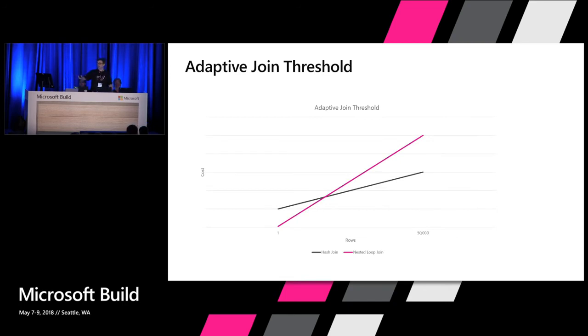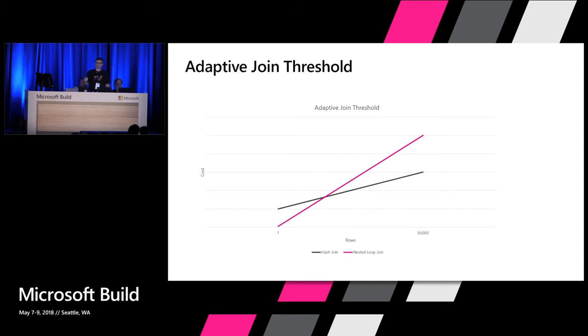So if you look at the x-axis, you're going to see it's rows. On the y-axis, you're going to see it's cost. And notice, and on this screen it looks a little bit pink, notice the nested loop join. You see that, in terms of cost on the y-axis, it's lower at the lower number of rows. So there's no startup cost.